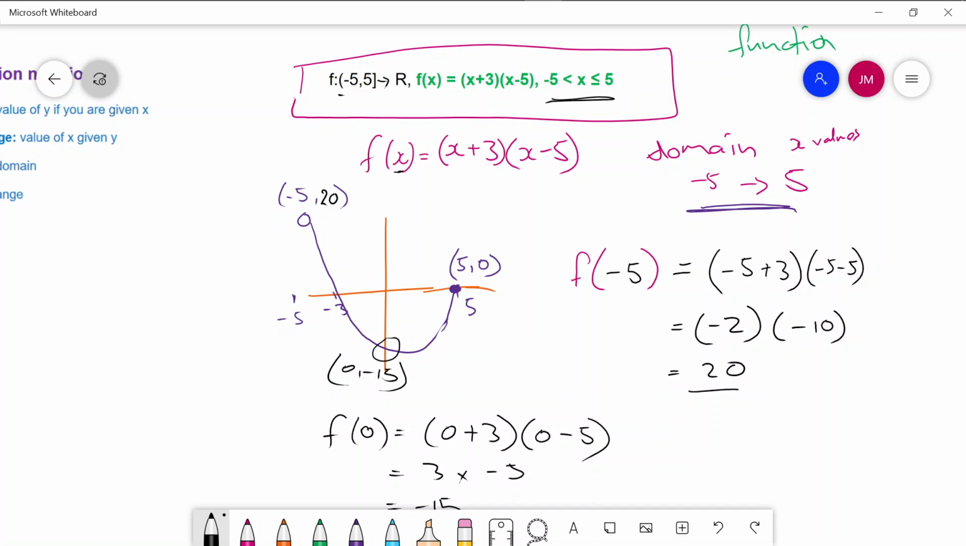Okay, so all the best for sketching functions. Next video we're going to be looking at piecewise functions or hybrid functions.